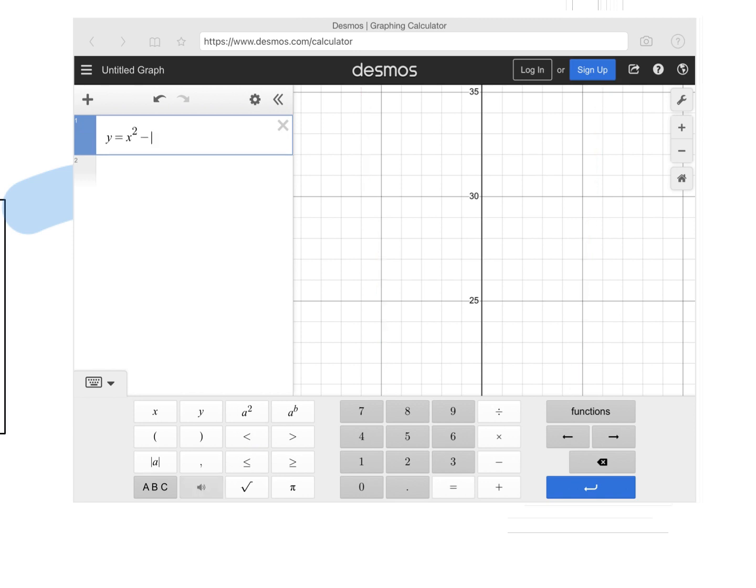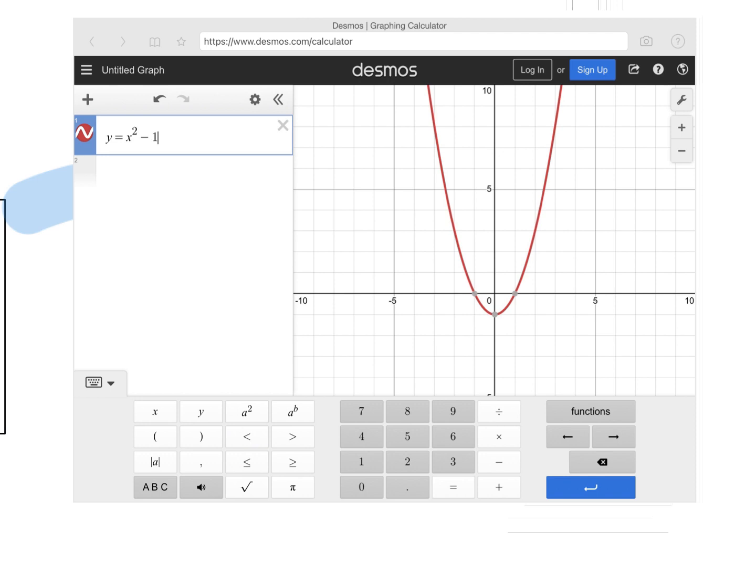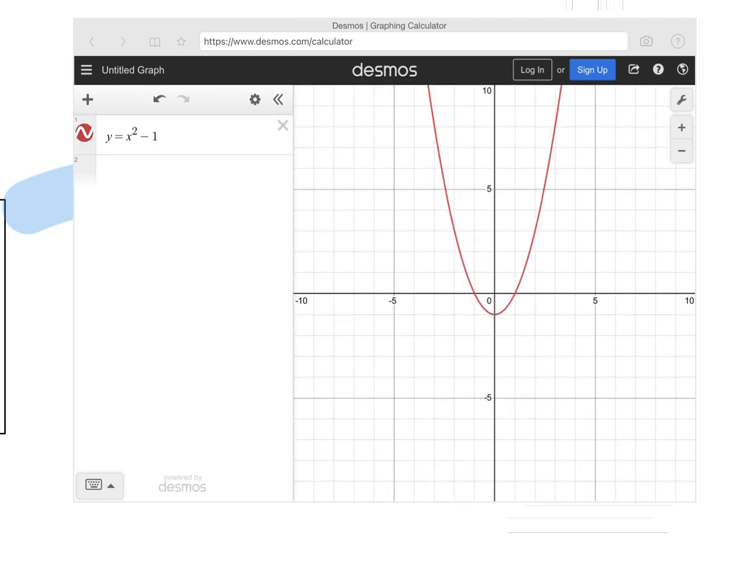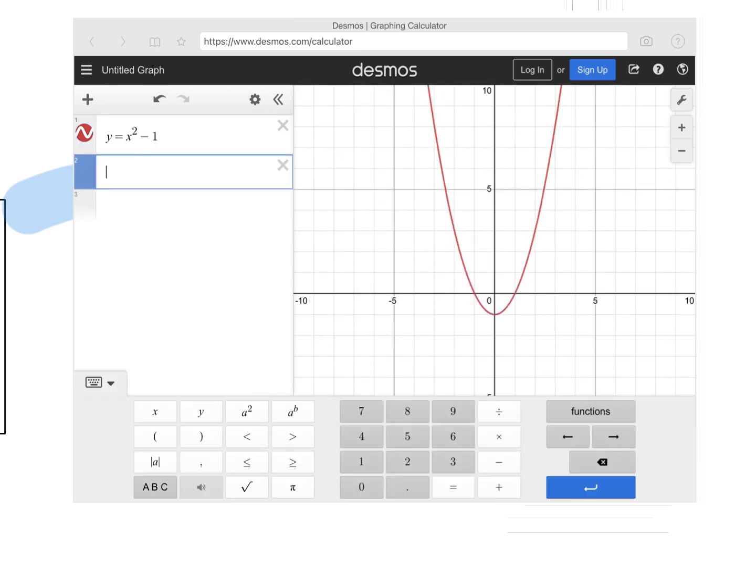And there we go. X squared minus 1, there's our function. Okay. And so you can go to our home view here. And then the other side was y equals x plus 5. And we want to find out where they cross.